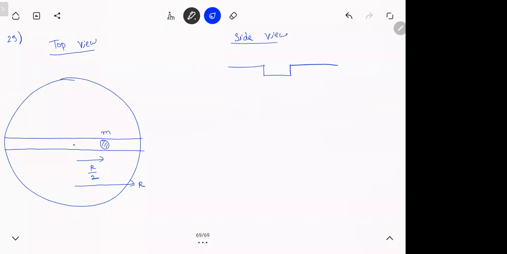So here we have a groove, and here you placed a ball. This is R by 2, and this is R. This is N. Meaning the side view will look like this. So you took a small knife and made a gap in the disc. Able to visualize how it is? And now you started rotating the whole thing with omega.